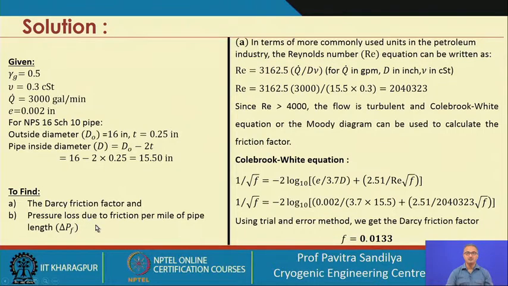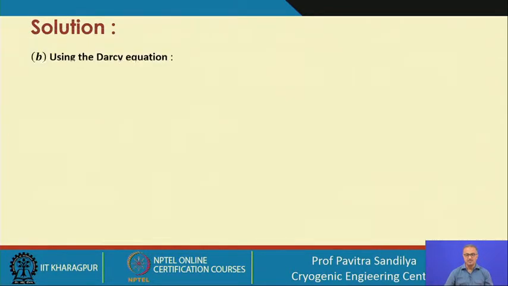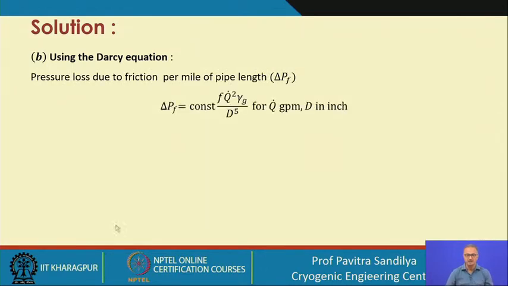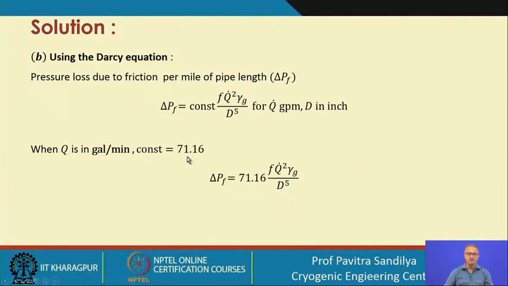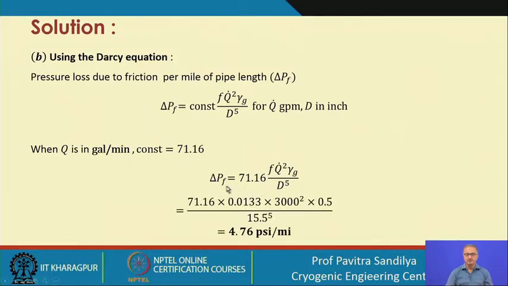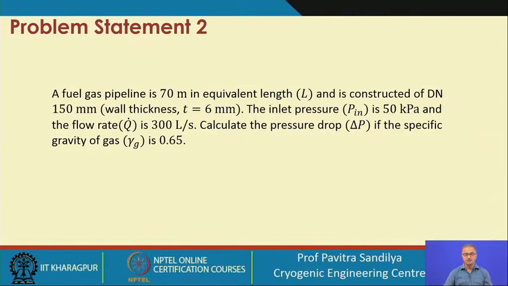Now, we have to go to the second part of the question. In the second part, we have to find out this pressure loss due to friction per mile of the pipeline. Again, in this particular expression, if you are using GPM, we get the constant value as 71.16, and now because we know the value of the friction factor, we plug in the values of the other parameters, and we get the value of the pressure drop per mile of the pipeline. So, this is a very simple way you can find out the pressure drop. Now, we go to the second problem.